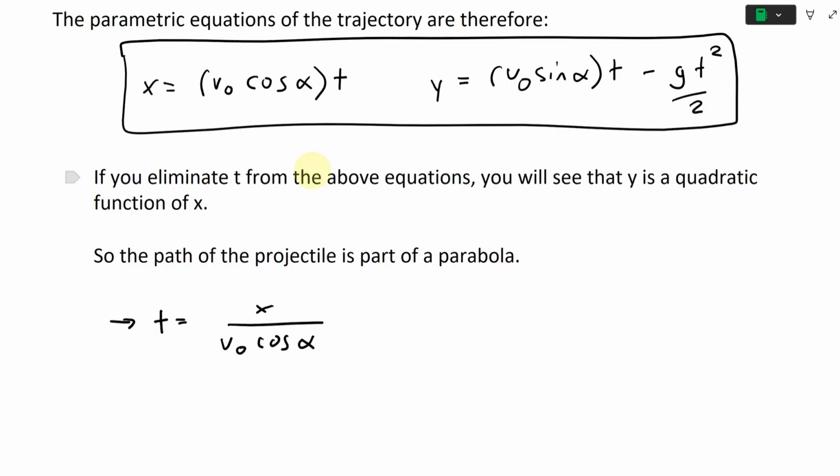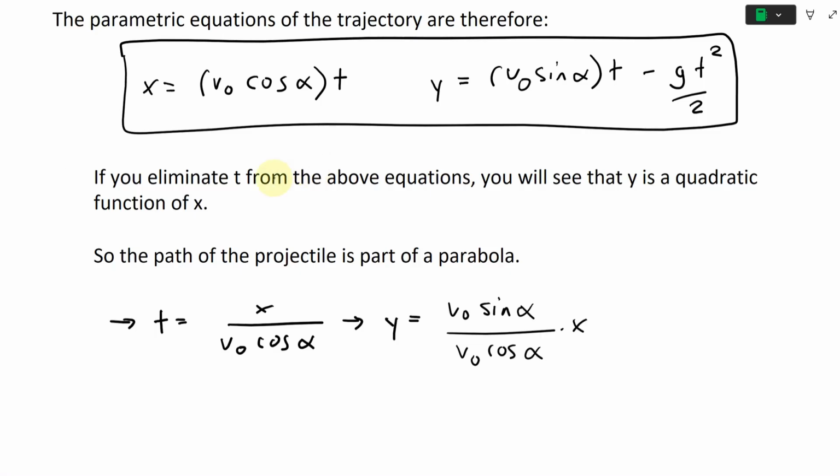So we get y is equal to v naught sine alpha, then times t, which is x over v naught cosine alpha. Let me fix that up, I put the alpha at the bottom there. It's hard to write alpha, so we'll do it one more time.